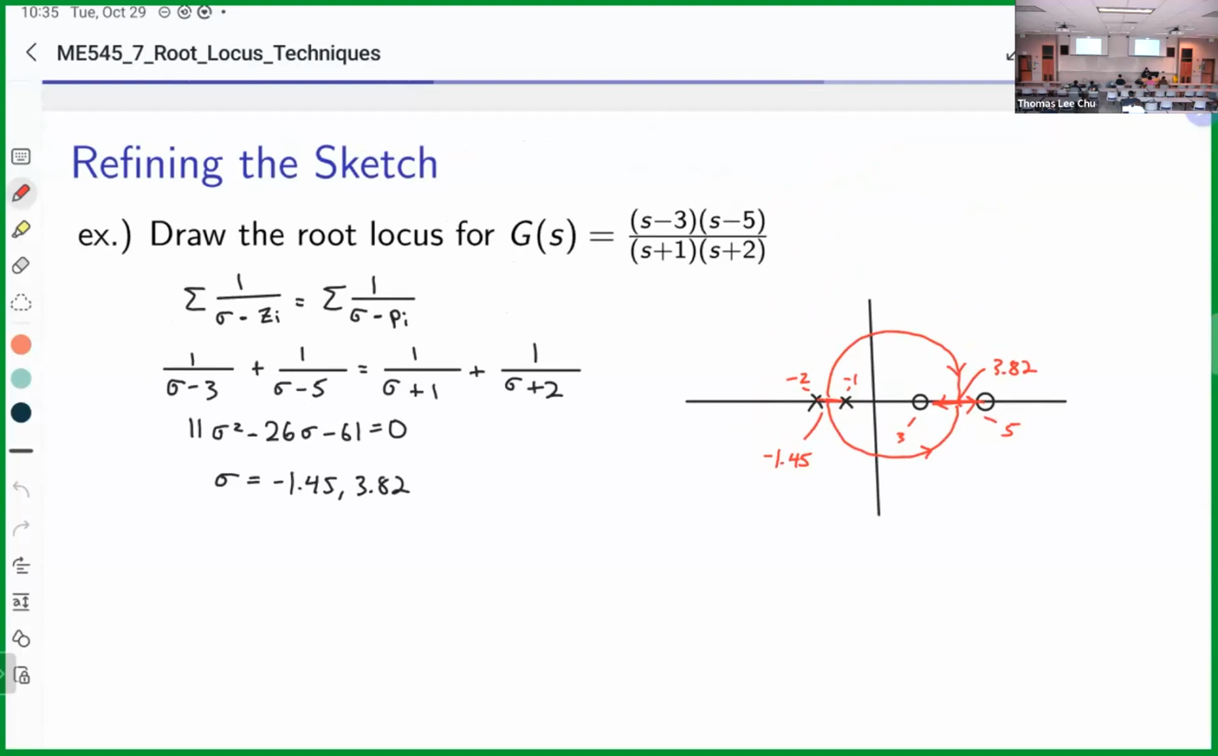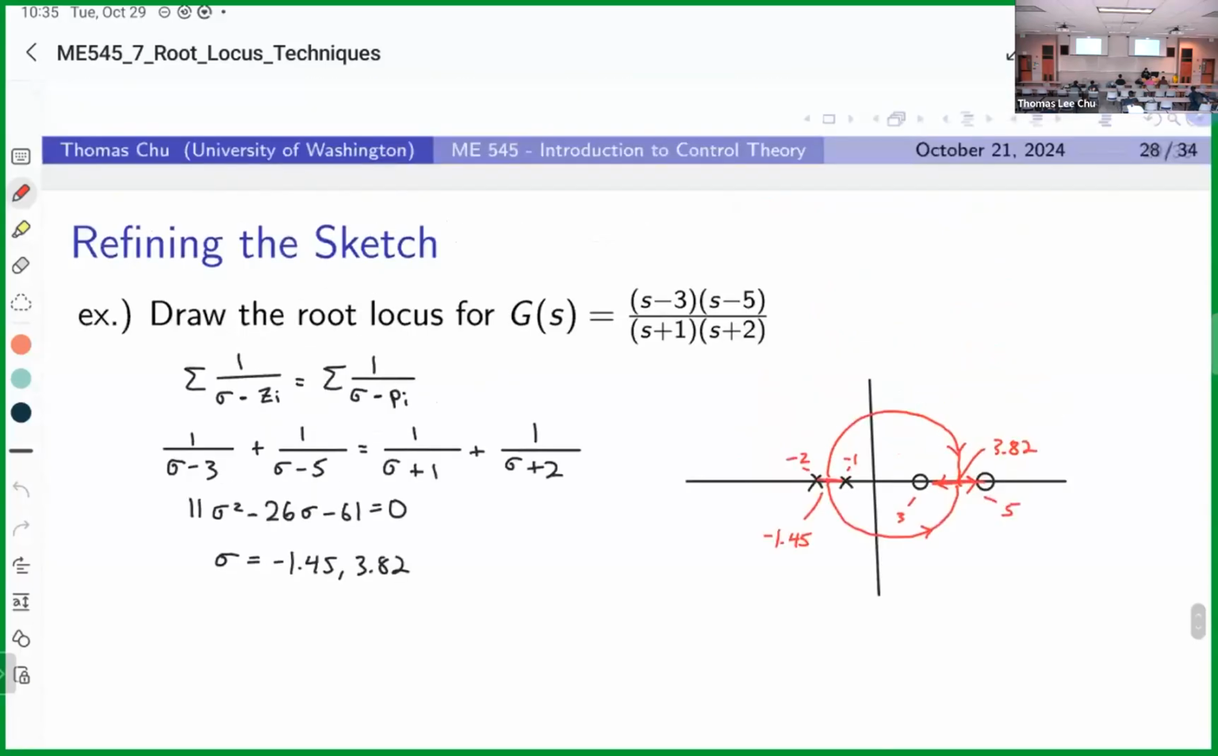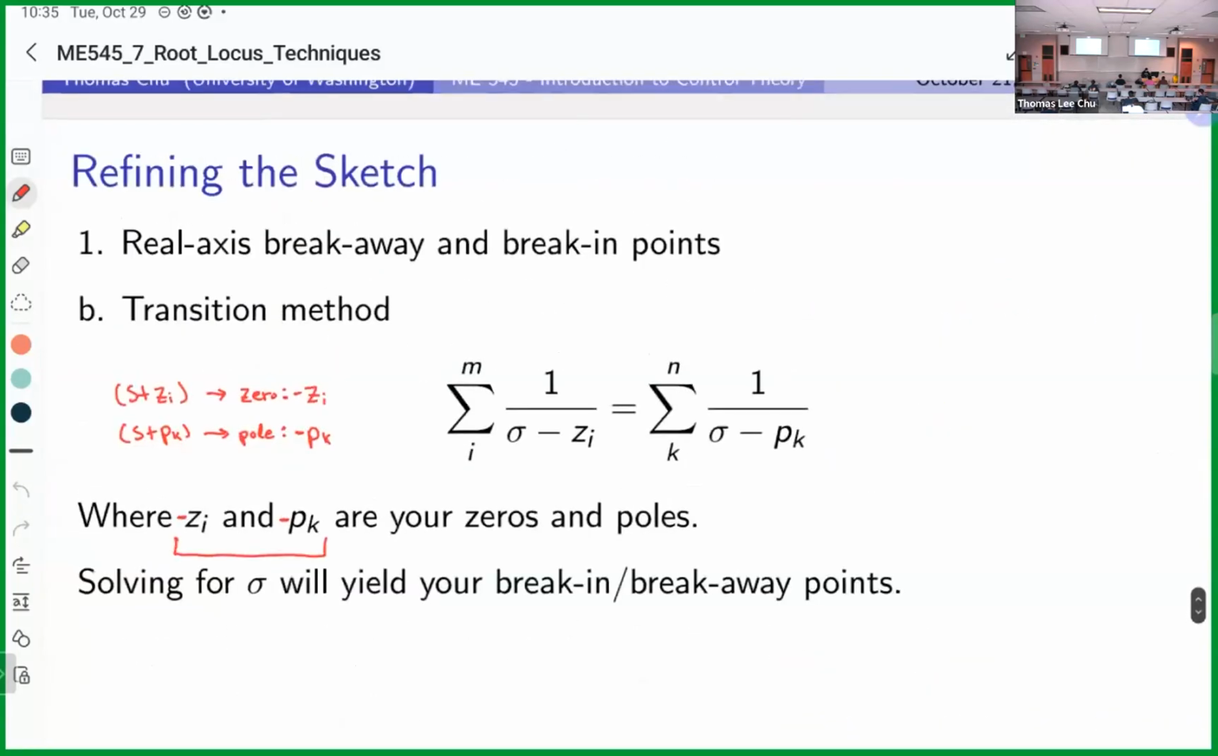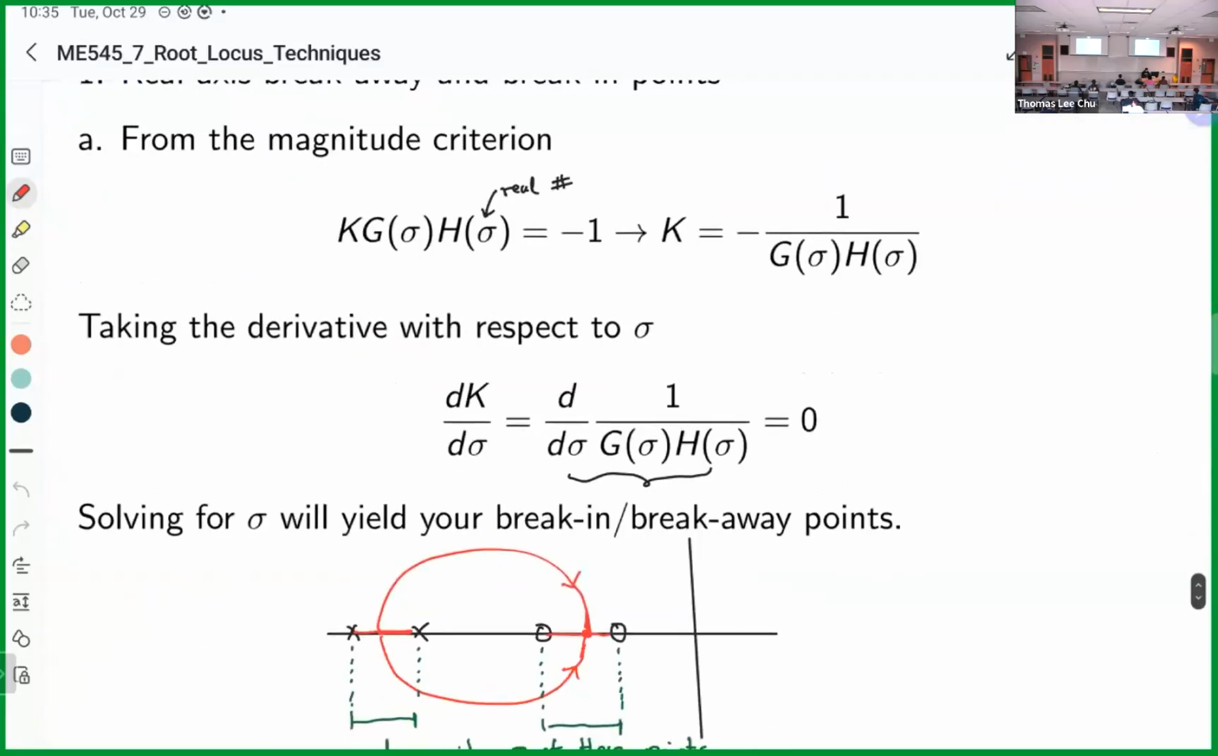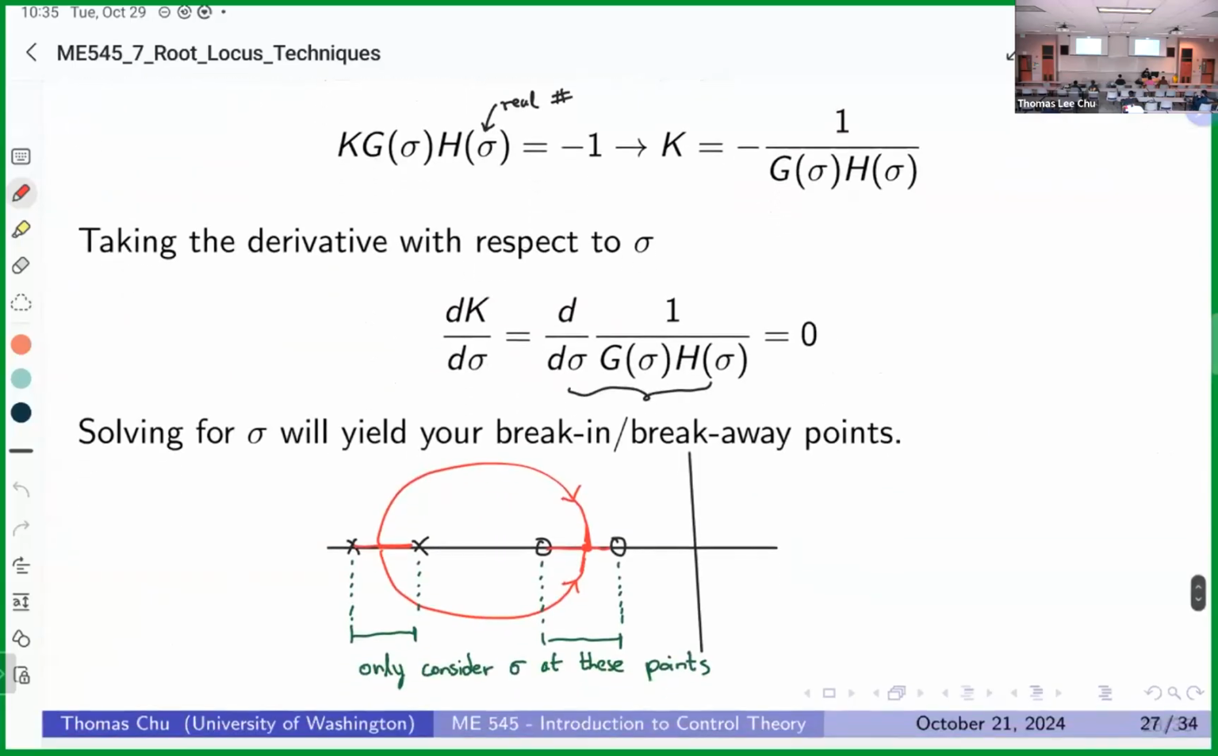The break-in point and breakaway points are found using the transition method and/or the magnitude criterion. There are two different ways. Both will yield the same break-in and breakaway points. You might find more solutions when you solve for the roots here, but you only want to consider the points between the poles and between the zeros.